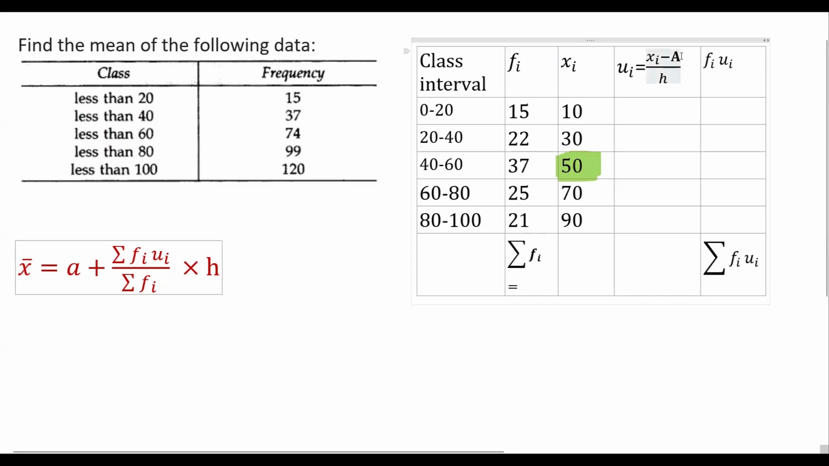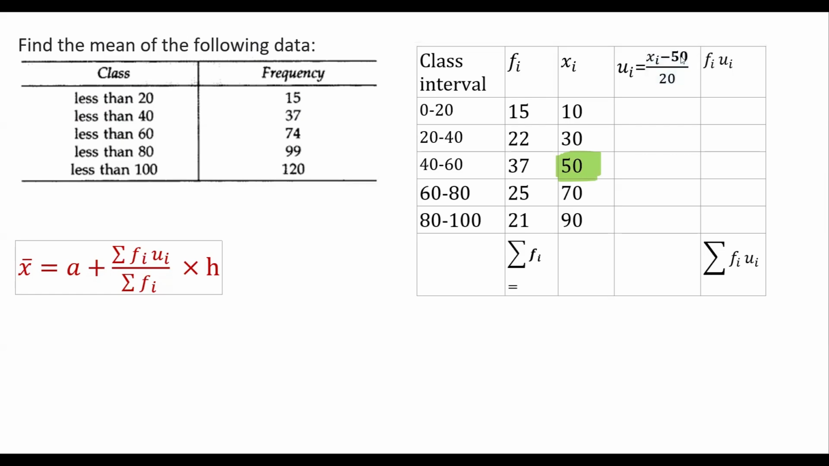So let me write this: a is the assumed mean, and it is equal to 50. So I replace a with 50 here. And what is h? H is the class size, and class size, as I can see, is 20.